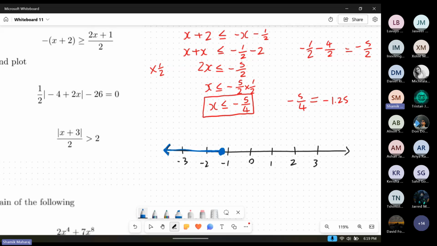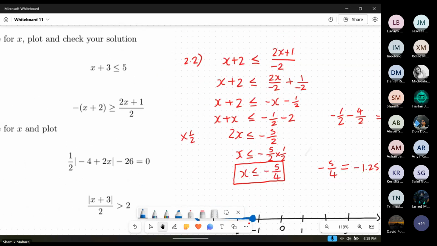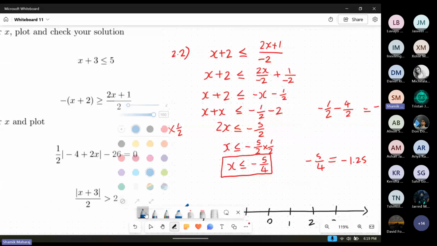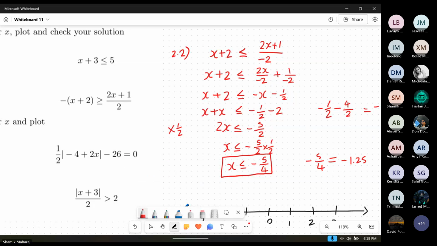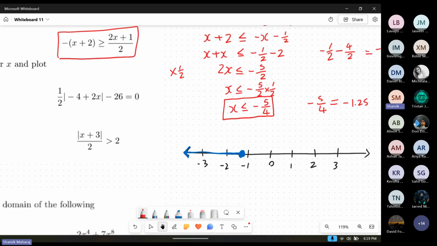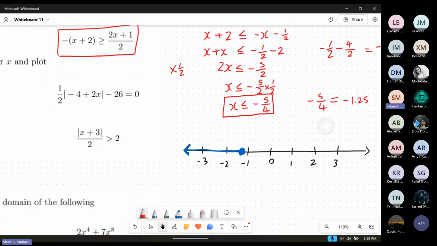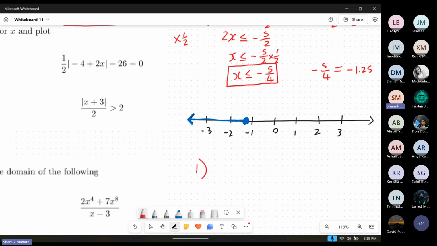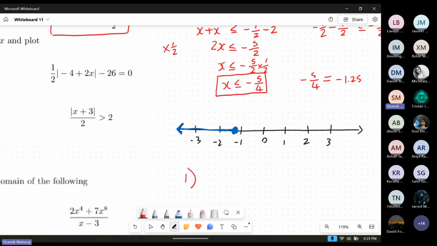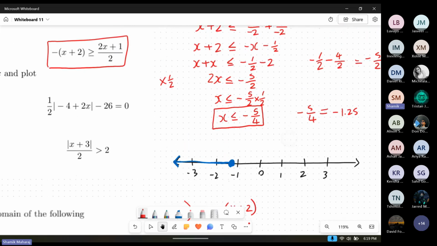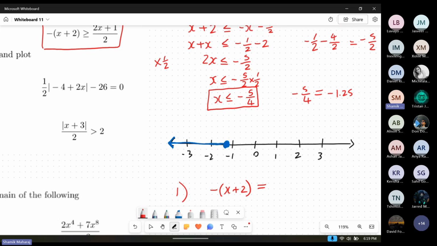And now to check the solution, we need to find the original inequality to do that. Okay, so to check it, it's a two-step thing. So from here, that's the original inequality. First thing we do is we rewrite the original inequality as an equation. This is step 1 of the check. So that will be minus x plus 2. This is just a bit of a headache, but we have to do it. Is equal to 2x plus 1 over 2.